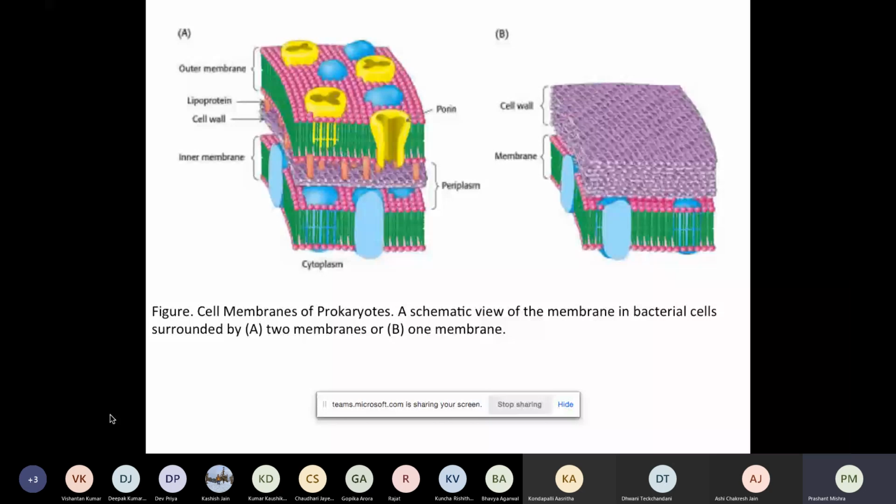Even if I take a cell, have you learned about the cell structure in any course? Maybe in biological sciences? So, in microbiology. Okay, you have learned about the bacterial cell. In the bacterial cell, one thing extra you have is a cell wall.